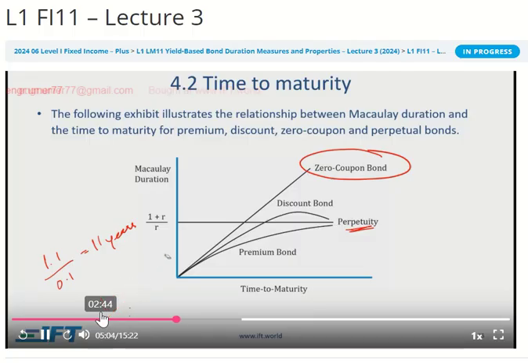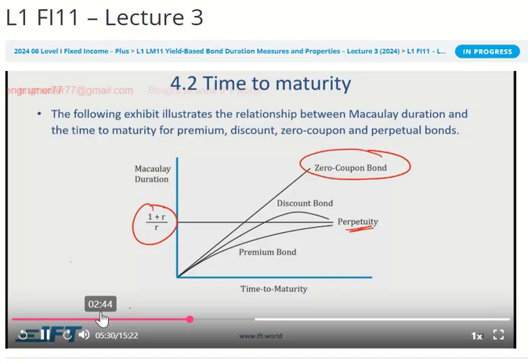Why is that? Because obviously if there's a higher return, you're getting your money back sooner. If I give you $100 and you're paying me 10% every year, well, in the 11th year my money is already back, after adjusting for time value of money. So whatever the r is, the Macaulay duration for the perpetuity is (1 + r) divided by r.